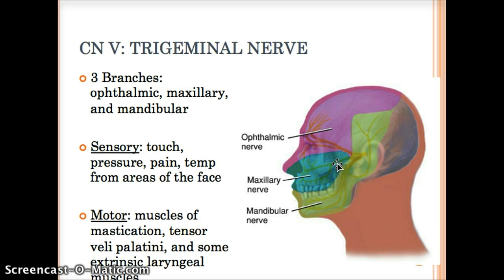Now, the mandibular is the only one that is both sensory and motor. So you can see the space here. So it's motor for the muscles of mastication, so the muscles of chewing, the tensor veli palatini, and some of the extrinsic laryngeal muscles. And then it's also providing the sensory information for this area of the face.